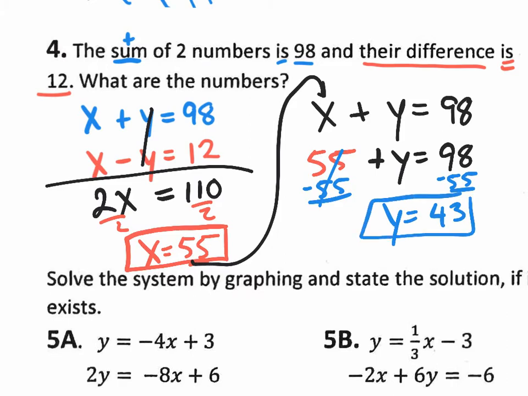So what are the numbers? This is what it's asking. What are the numbers? Well, x is actually 55 and y is 43. I mean, the x and the y, we just made that up. But that's your answer for number 4 on this one.